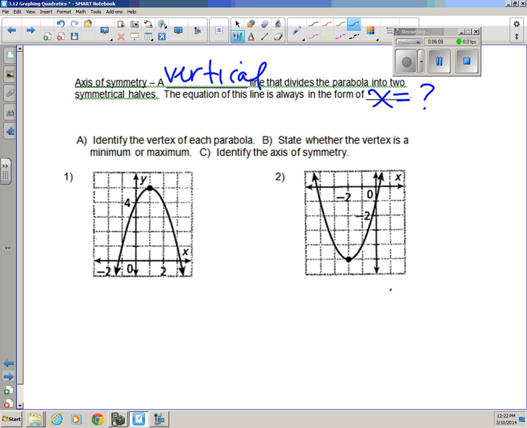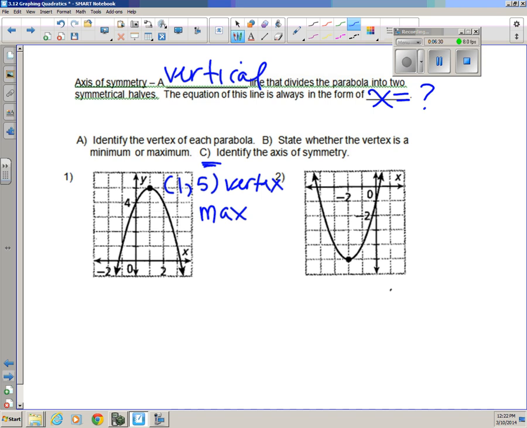So if we wanted to identify the axis of symmetry, which is part C, the first thing I think we need to do is be able to identify the vertex. The vertex, the turning point, is right up here at 1, 5. So the vertex is 1, 5. That vertex is the highest point. That vertex is a maximum.